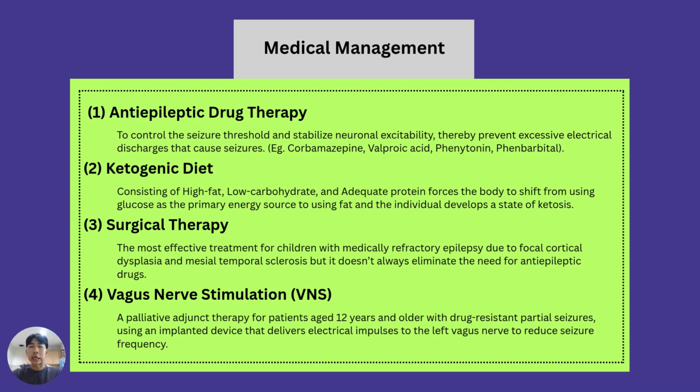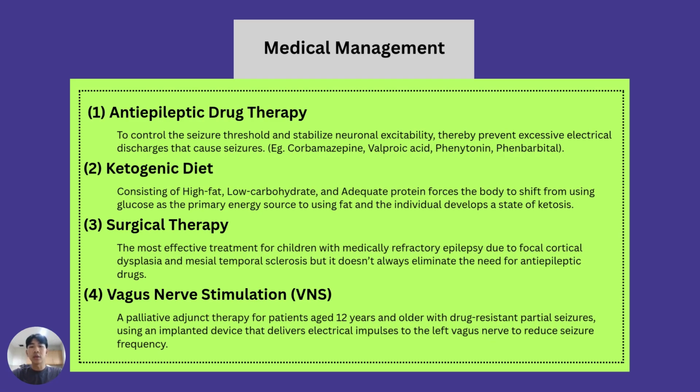The second is the ketogenic diet, which is high in fat, low in carbohydrates, and has adequate protein. This diet shifts the body from using glucose to using fat as the main energy source, creating a state we call ketosis that has reduced seizure frequency.